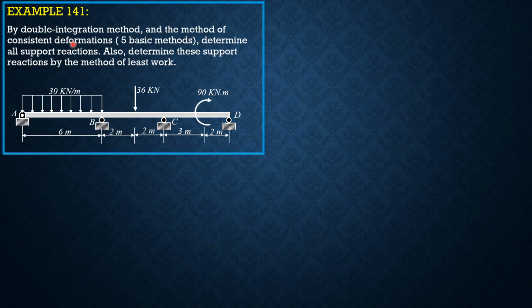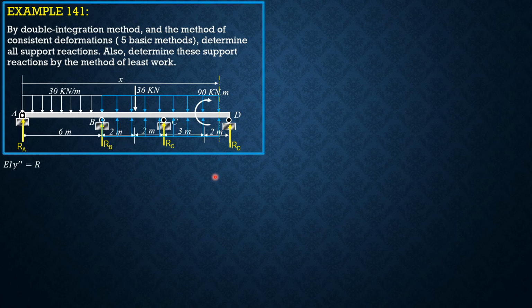So for the first method, double integration, let's have all these reactions as unknowns, and we'll have that sectioning X, call that RA, R sub B, R sub C, then R sub D. Then we establish the differential equation of the elastic curve by extending the load, so that we will have an equation for the entire beam, and we counter it by the same loading.